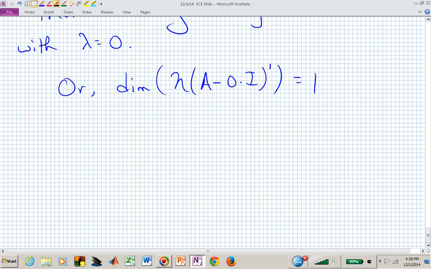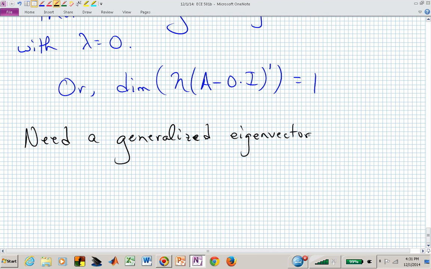So we need to do something else in order to find another vector that we could use to form our basis for this three-dimensional vector space, capital V. And that's where this idea of a generalized eigenvector comes in. We need a generalized eigenvector to create a basis for V, which is three-dimensional.